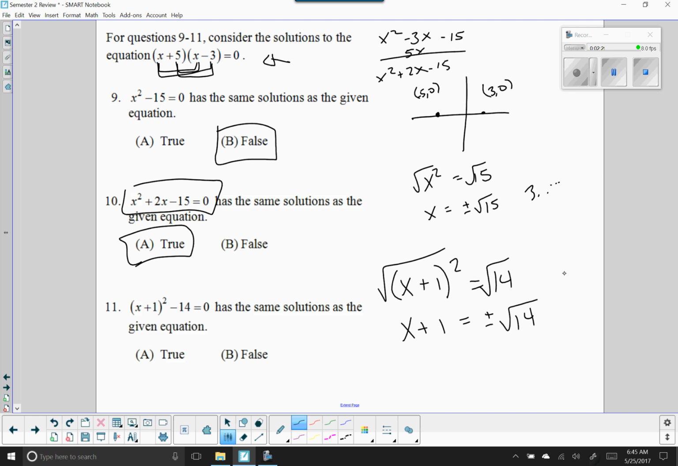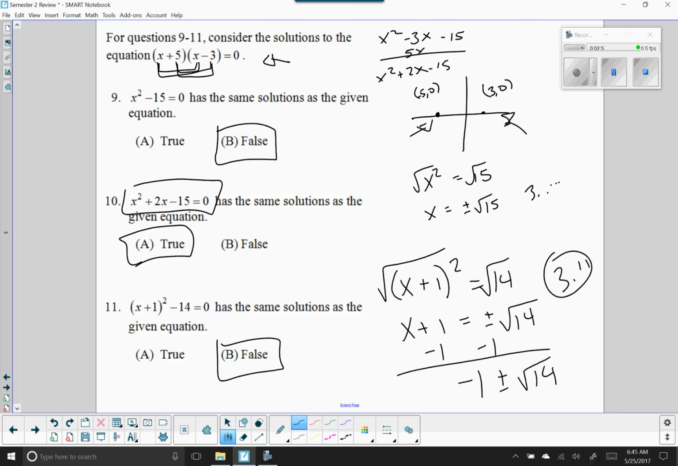This is another number that's 3 point something. And then all we're going to do is subtract 1 and subtract 1, so it's negative 1 plus and minus the square root of 14, which is 3 point something. So negative 1 plus 3 point something and negative 1 minus 3 point something is not going to give us those exact answers of negative 5 and 3. So that's false as well.